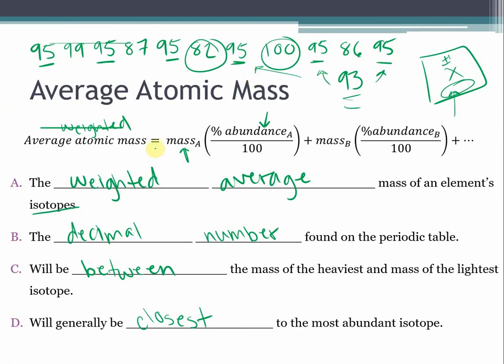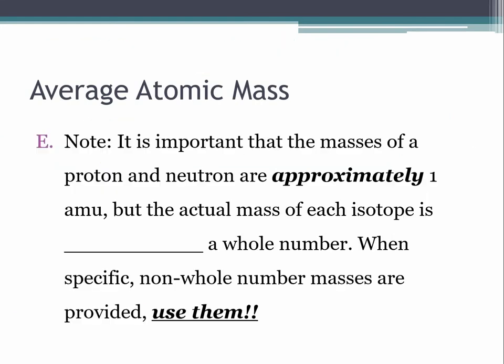So this equation right here of mass times percent abundance over 100 plus mass of a new isotope times percent abundance of that isotope over 100 and so on, you need to memorize this. This is not going to be given to you. But we're going to use it lots of times to practice, and by the time we're done practicing with it, it'll probably be in your brain anyway.